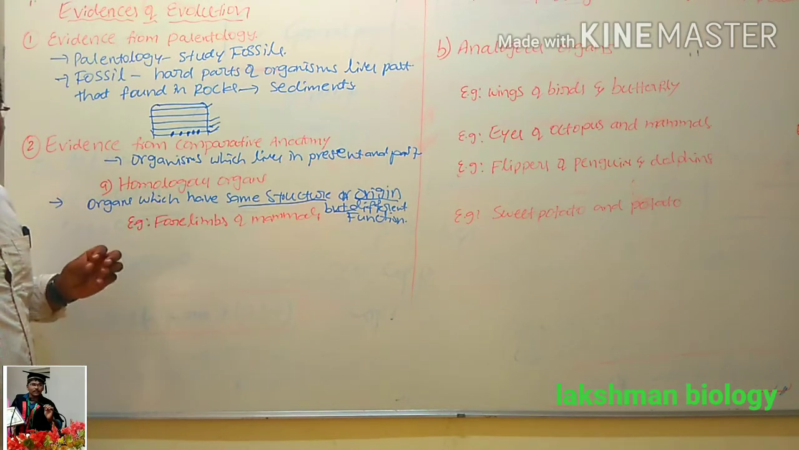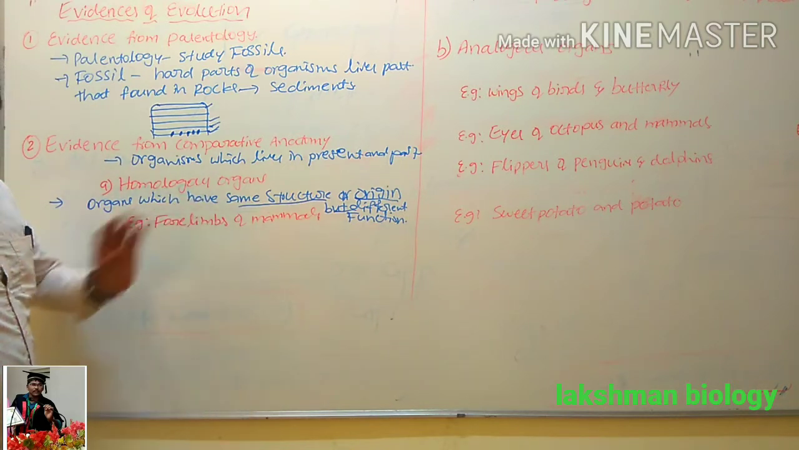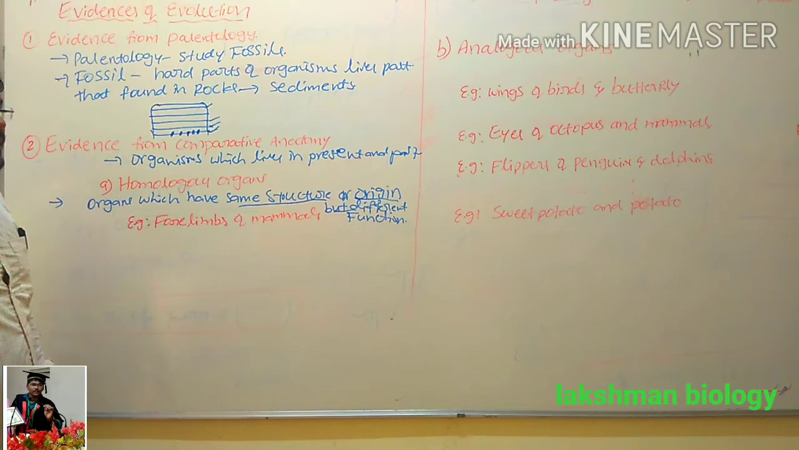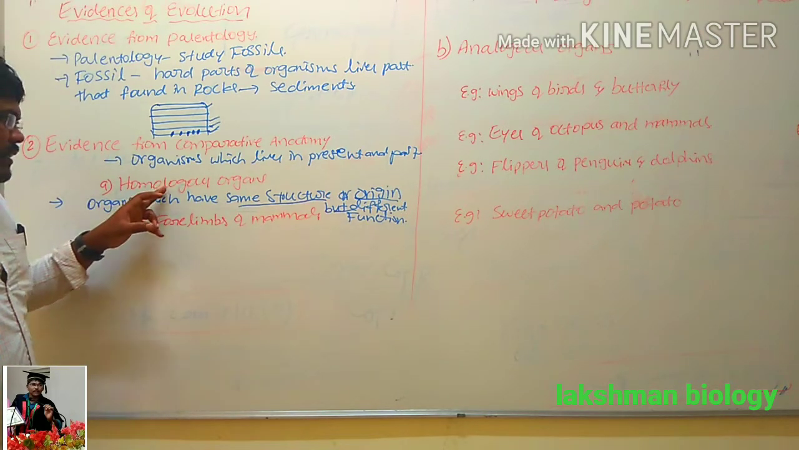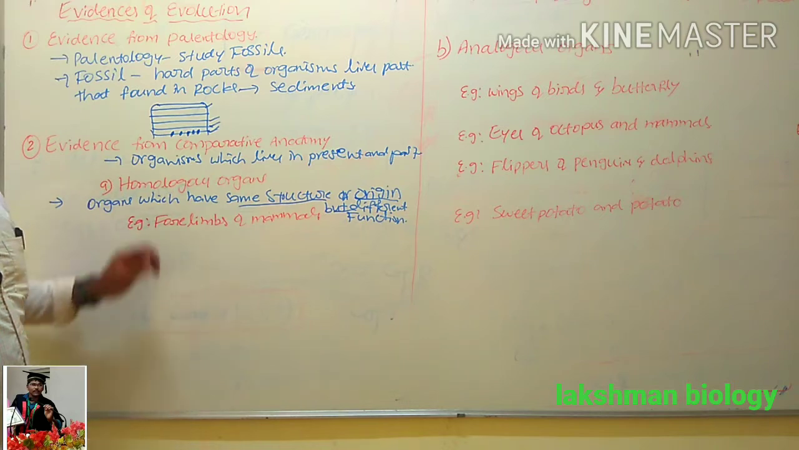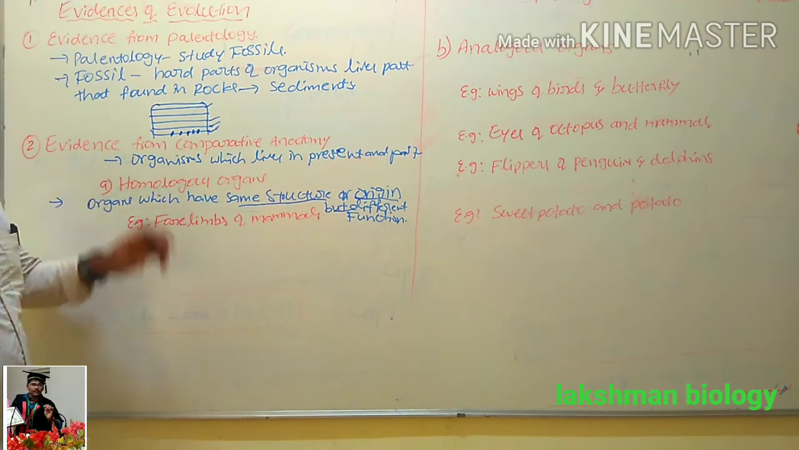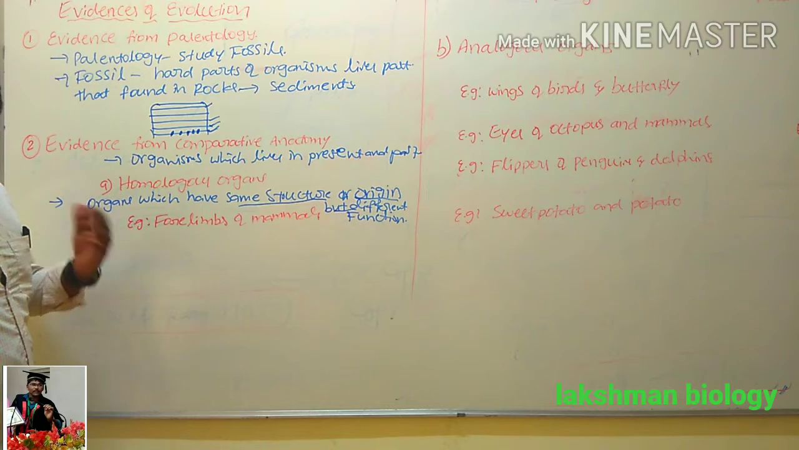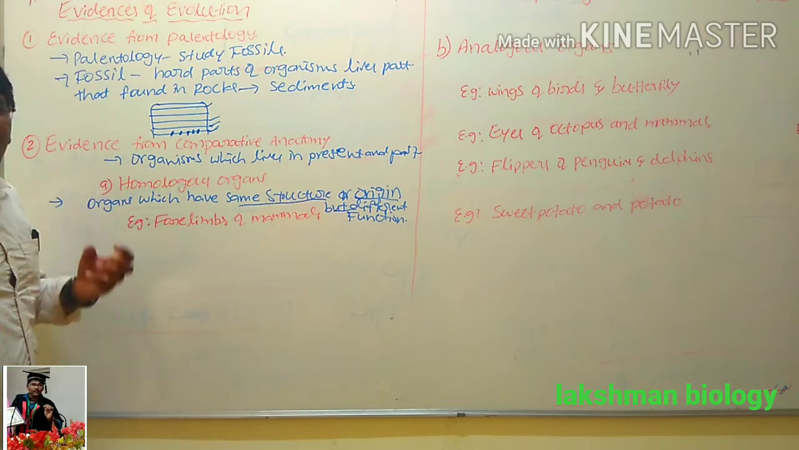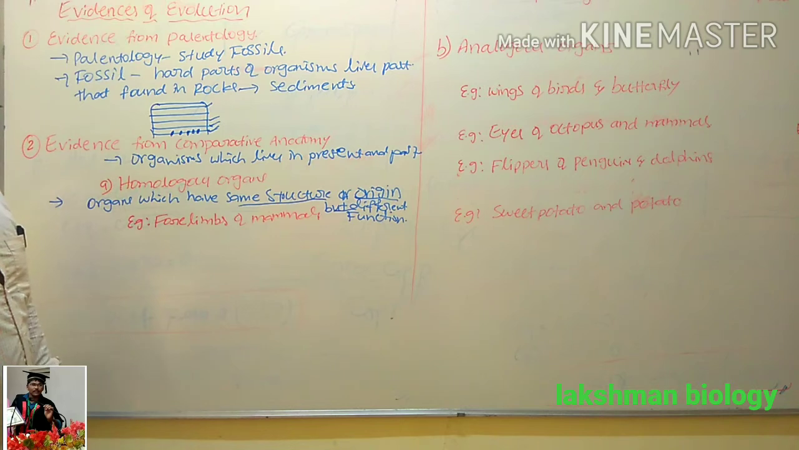Divergent evolution means same structures are evolved for different functions. Here, homologous organs are evidence of divergent evolution. What is divergent evolution? Same structures are evolved or formed to do different functions, which is called divergent evolution.